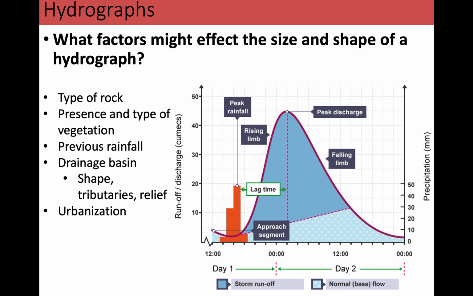Previous rainfall. So has there been rainfall lately? Is the ground already saturated? Is the ground completely dry? Is the ground somewhere in the middle? That would probably be the best, meaning that the soil can absorb more water, but also is used to absorbing water. And then the drainage basin shape.